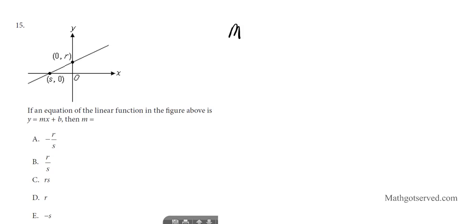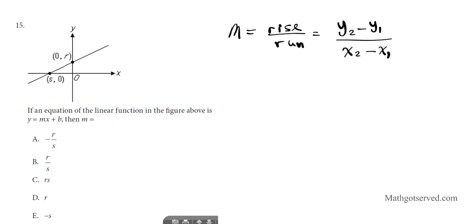So what's the formula for slope? We know slope is rise over run, which is basically y2 minus y1 over x2 minus x1. If you stick with this coordinate formula, you're not going to mess up slope calculations.